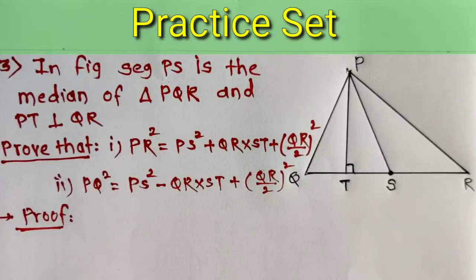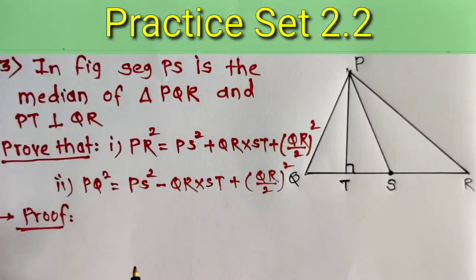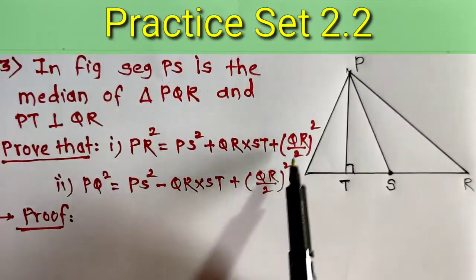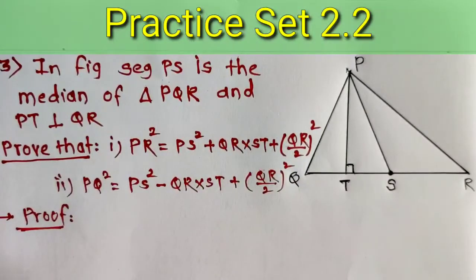Let us see third sum from practice set 2.2. It is nothing but our Apollonius theorem. In a previous video, theory part 2, we proved the Apollonius theorem. It is similar to Apollonius theorem, only some terms are different. Here QR by 2, these terms are there. Now let us see how to solve.